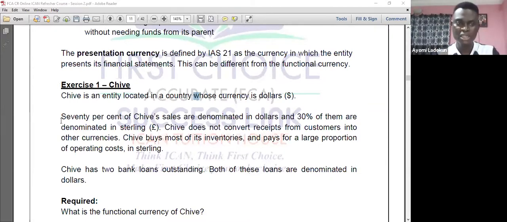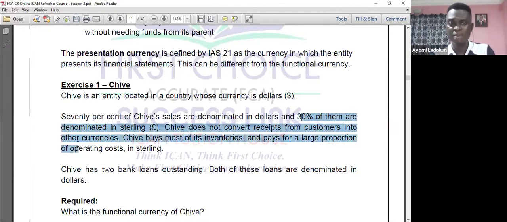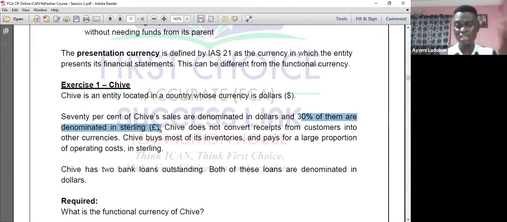It says 70% of Chive's sales are denominated in dollars. Can you see? The currency that mainly influences sales of goods and services is the dollar. So I can say, oh, the dollar is the functional currency. But I need to read on. It says 30% are denominated in sterling. So even though 70% is higher than 30%, we say the currency that mainly influences sales of goods. Then I read on again.